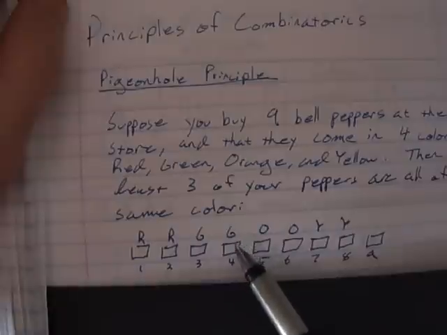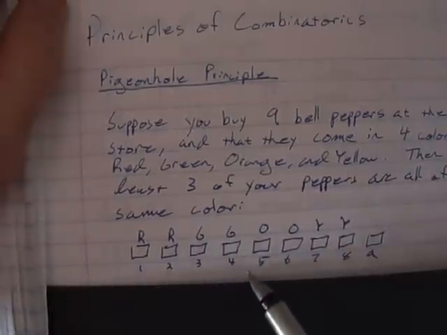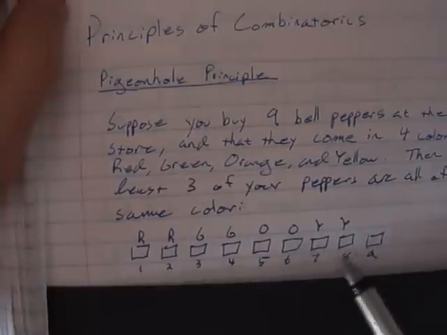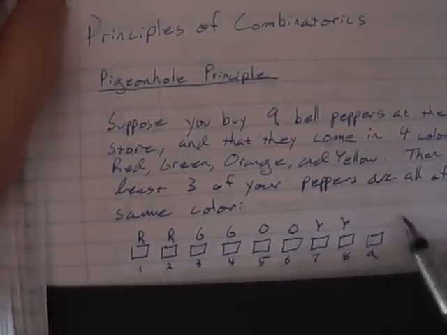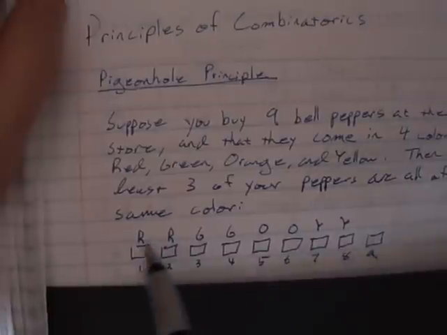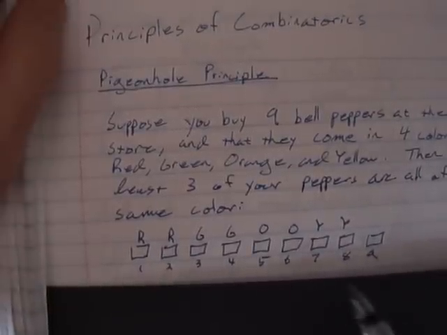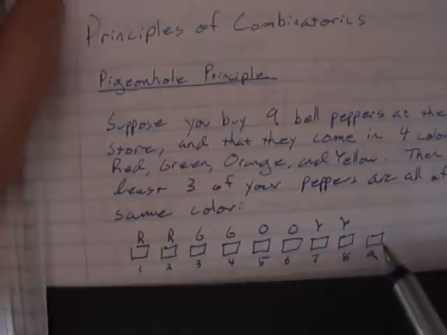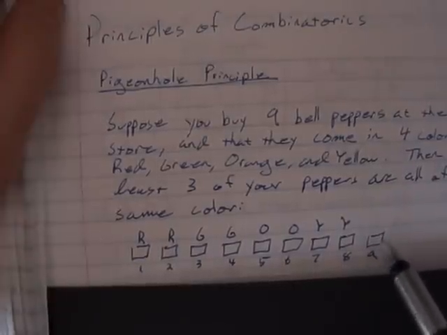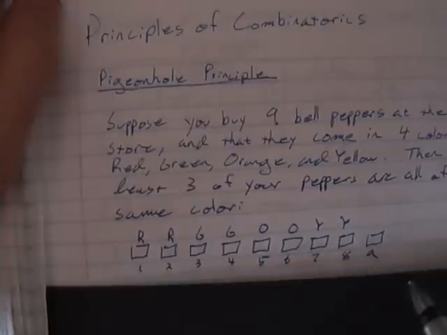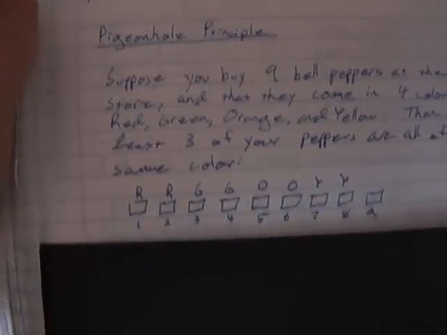Now we have 1 that's green, 2 that's green, and now we're not allowed any more that are green. Likewise, 2 orange and 2 yellow. That only adds up to 8 peppers, and we still have this final slot to fill. So that means we have to fill it with one of the 4 colors we've already used, and so no matter which one we pick, one of our colors has 3 peppers. That's a demonstration of the pigeonhole principle.